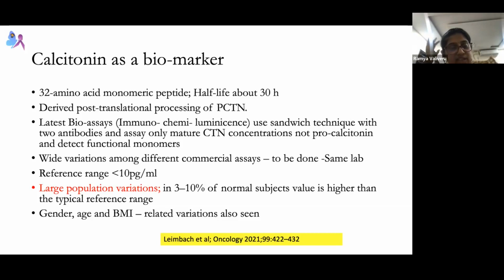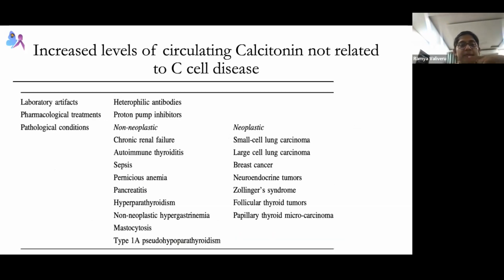The reference range is generally agreed to be less than 10 picogram per ml, which is normal. It has been seen that there are population as well as gender-based variations, so that even in about 10% of normal subjects, the value could be higher than the typical range. But of course, we are going to interpret it in context.